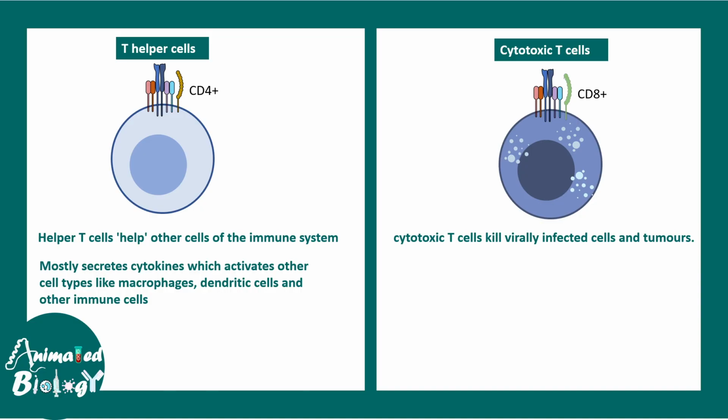Now mostly T helper cells do their job by secreting cytokines, which are like alarming molecules. They further engage macrophages, dendritic cells and many other immune cells and attract them to fight together. Whereas cytotoxic T cells fight by themselves. They have cytotoxic granules which have enzymes like perforin and granzyme, which lead to apoptosis of the target cell. In this video, we are going to talk about both these cell types, their subtypes, and how they are functionally relevant.